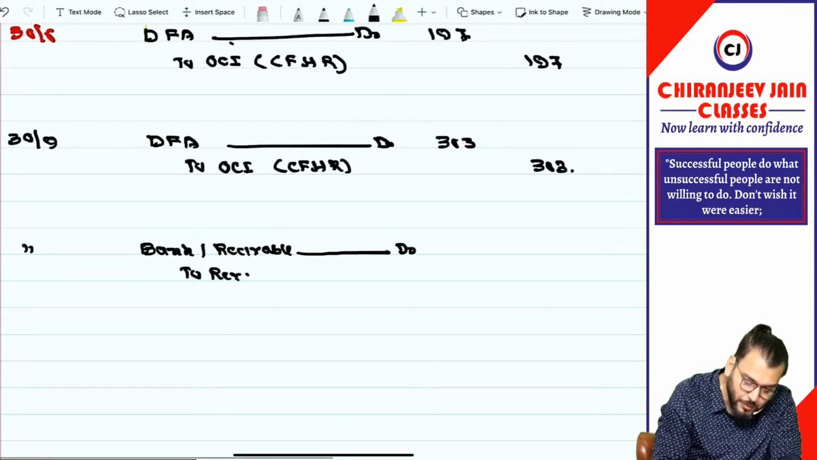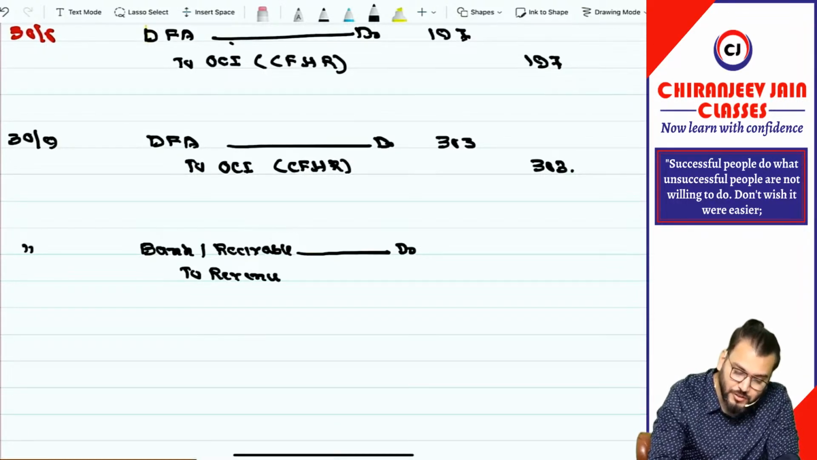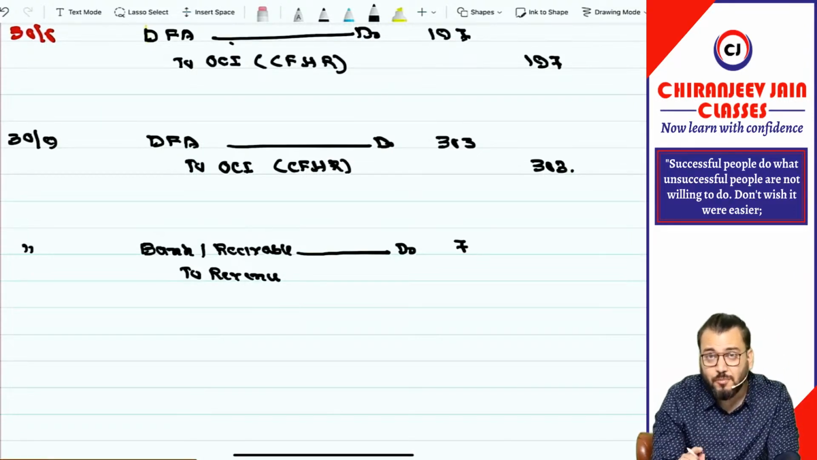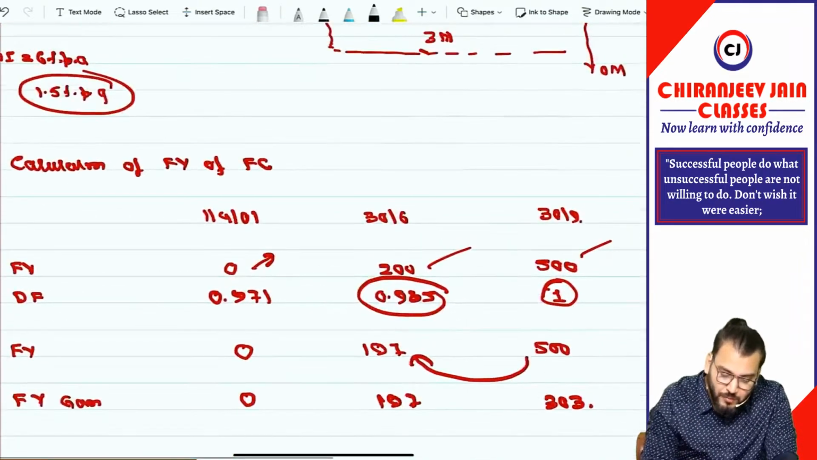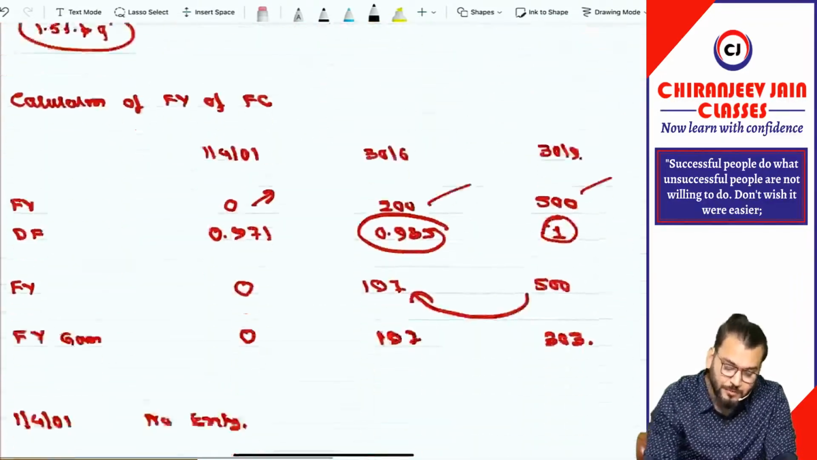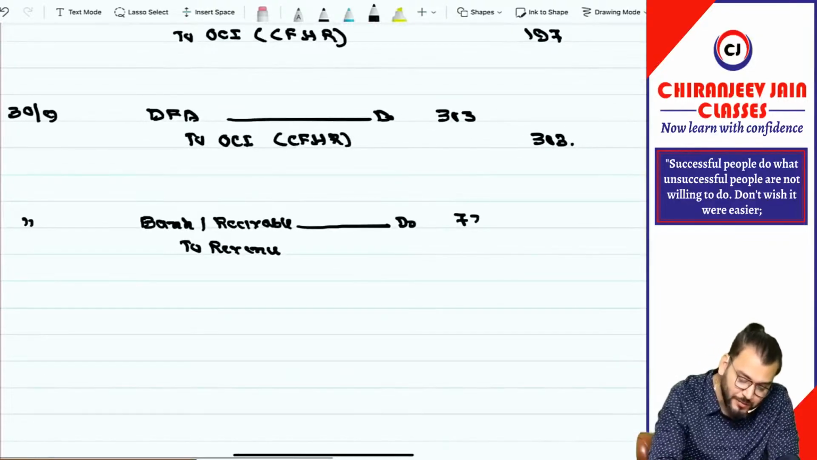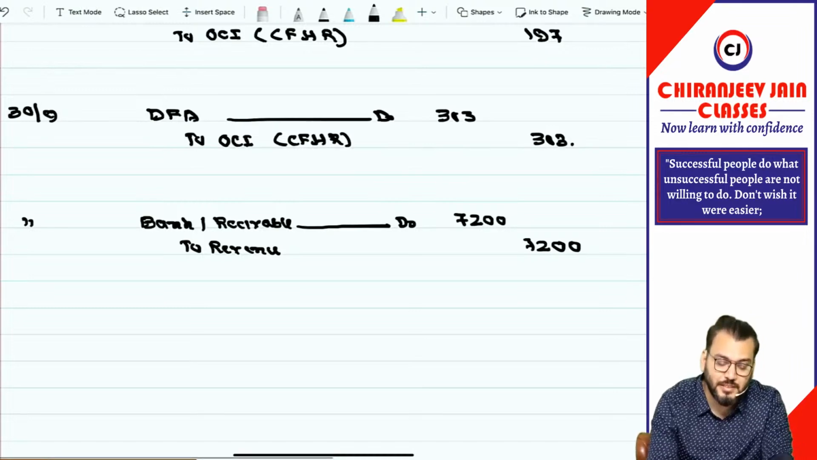Bank account debit to a revenue. How much? 7. It was sold when the spot rate was 70. When the spot rate was how much? 72, na? So it will become 7,200. Got it? Yes, sir.